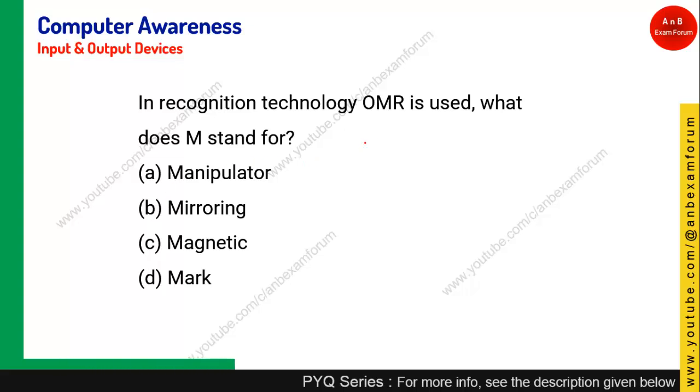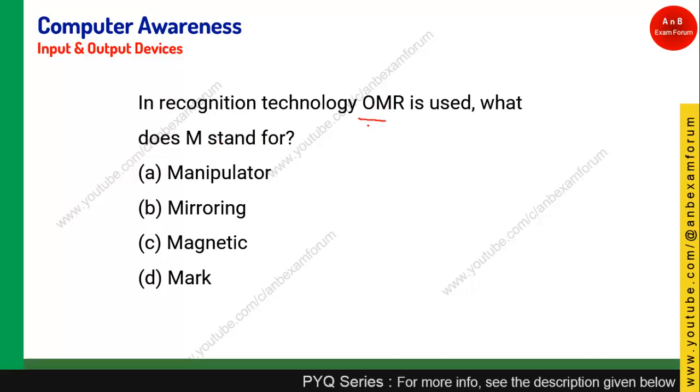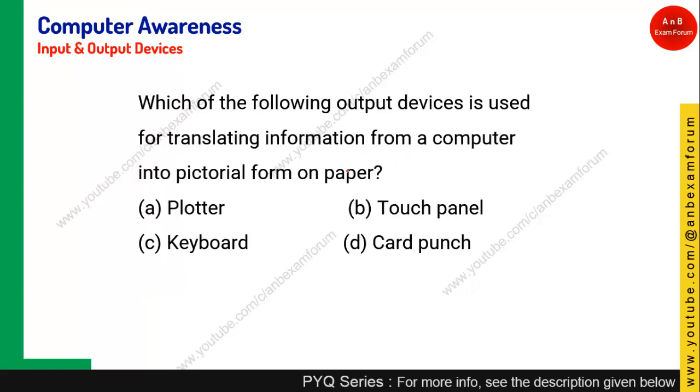Coming to the next question, in recognition technology OMR, what does the M stand for? You should know the full form. R is recognition, optical mark recognition. So OMR sheet, you have filled it in the offline exam. If you fill it, OMR technology will detect this mark and send the digital data to the computer. So mark is the right answer.